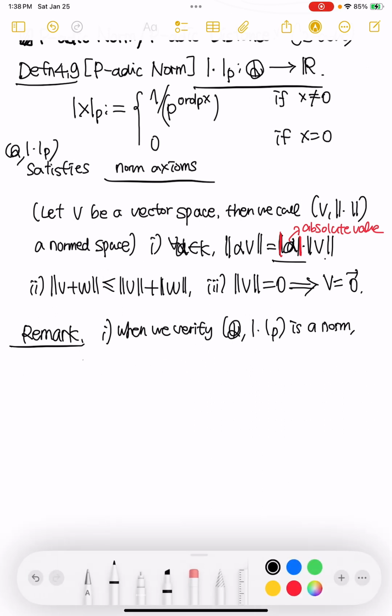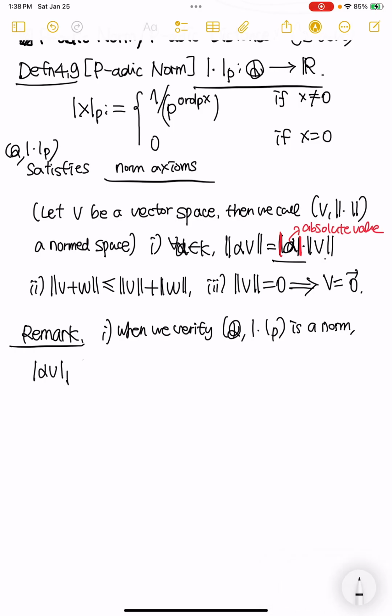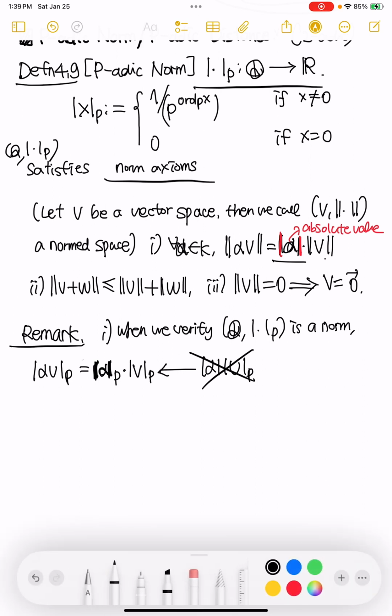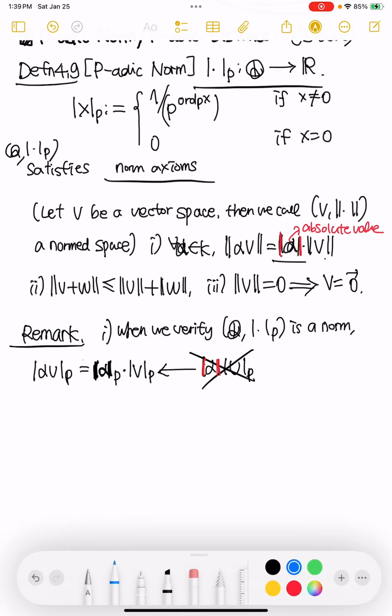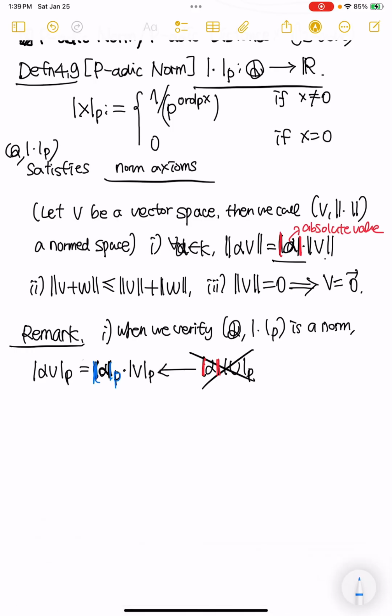When you check this first condition, it is not our usual absolute value; that is also a norm. Okay, normally that is an absolute value, but in this case, it's not an absolute value. This part is also a norm.